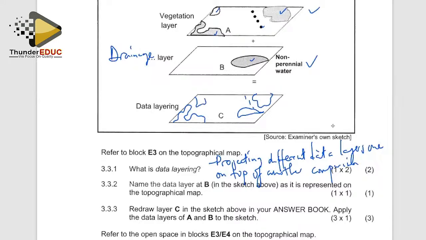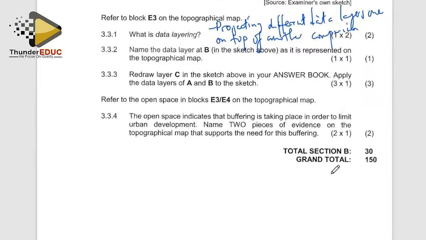So basically, that is how layer C is going to look. It's going to have all the features combined. The vegetation features from A, we combine them with non-perennial water at B, such that we have a combination of the two. Right.